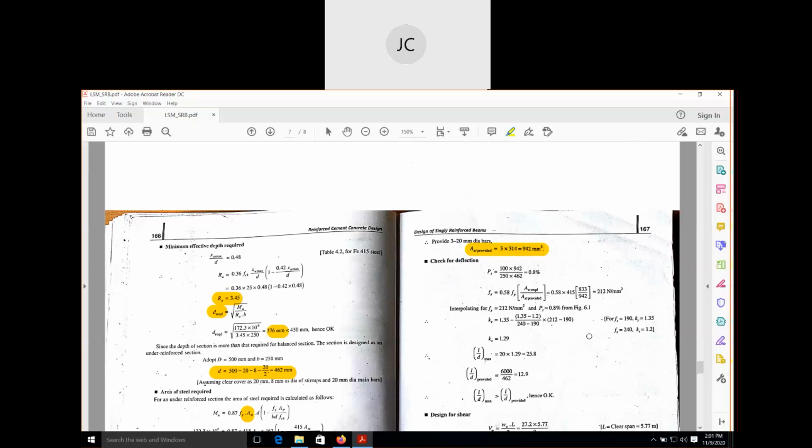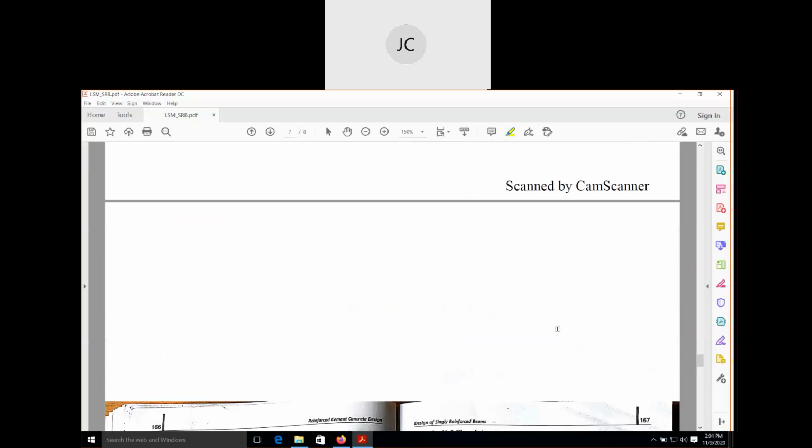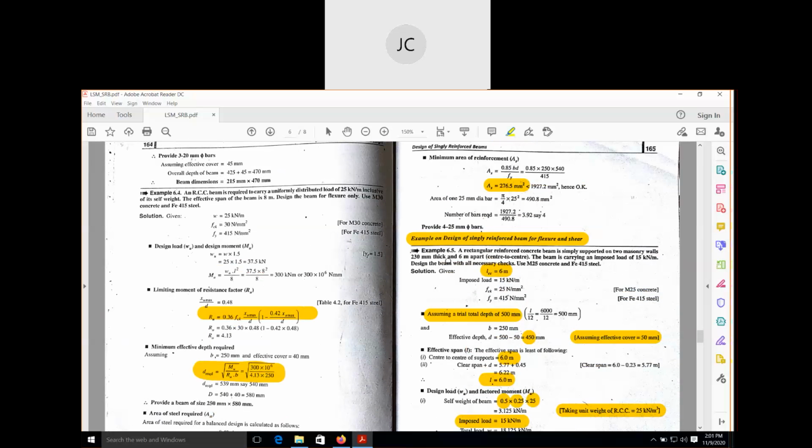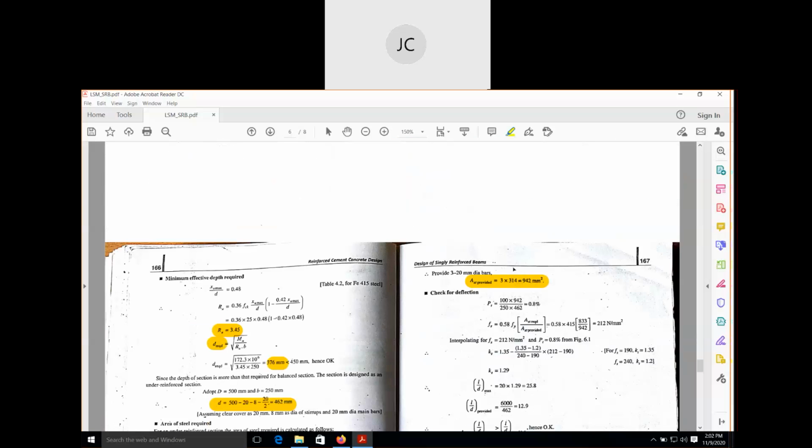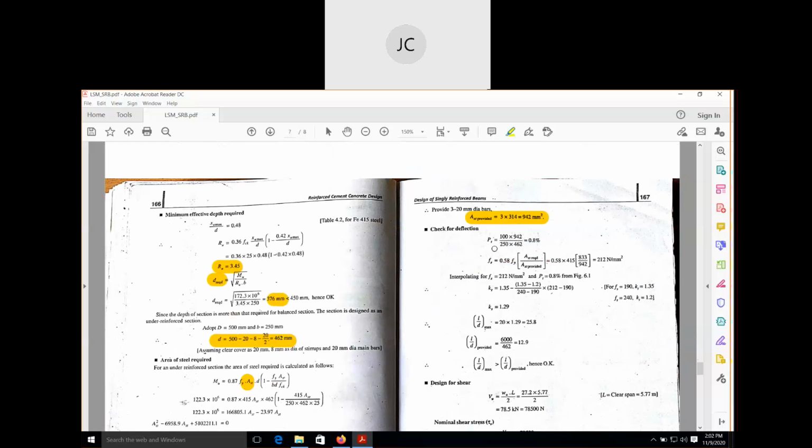Next, in this question, it is given that after designing the beam, you have to check. Here in the question it is mentioned that design the beam with all the necessary checks. That means you have to see whether the deflection is within the permissible limit or not, or whether the shear reinforcement is provided or not. These things you have to do. So let us see how to do the deflection.